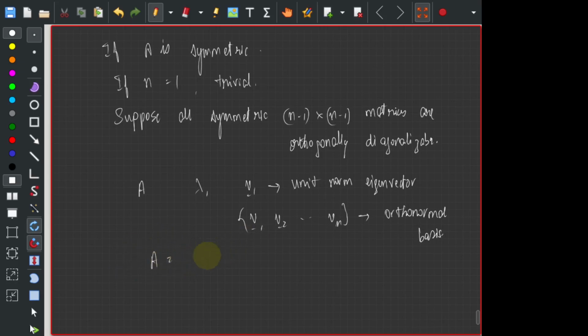So I can write A as P times some matrix times P transpose, where the columns of P are precisely V1, V2 up to Vn. Now the claim is that this matrix is going to be equal to lambda 1, then 0, times some submatrix. And why is this happening? Why are all the other entries equal to 0? You're getting this lambda 1 over here, I agree, but why are the other entries equal to 0?